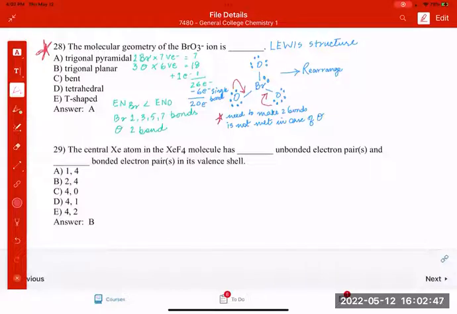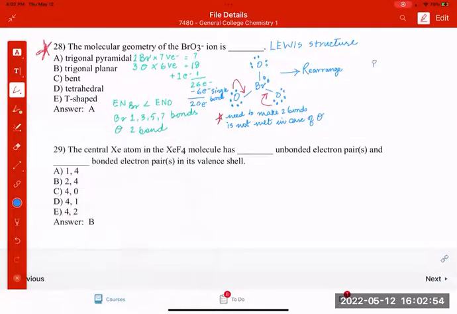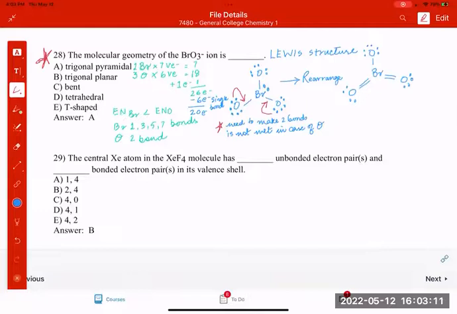Here the bromine is in the middle, and you have 1 oxygen which did not participate in the rearrangement. These 2 participated in the rearrangement. Now, where is the negative charge? The 2 oxygens are making double bonds. Octets are met, very happy. But where is the negative charge?